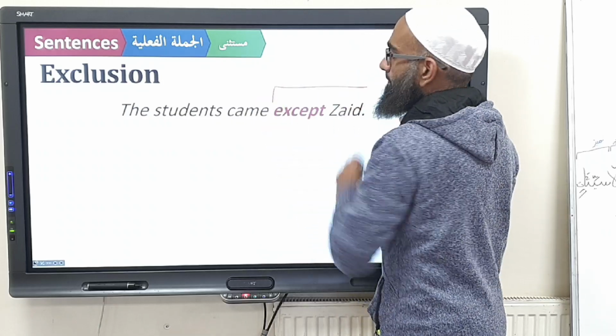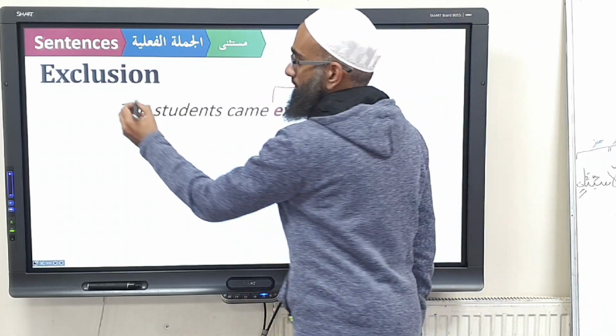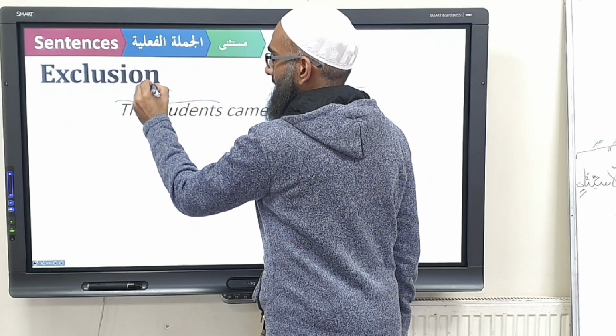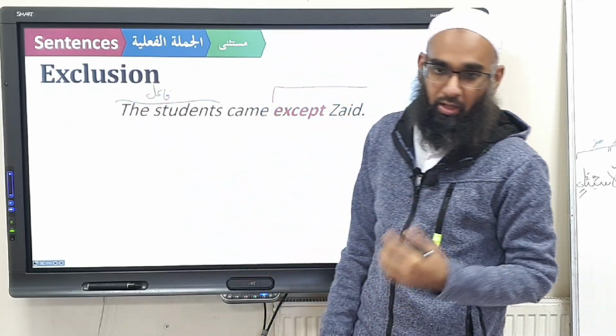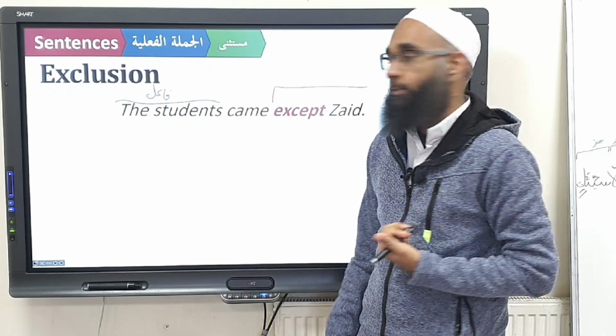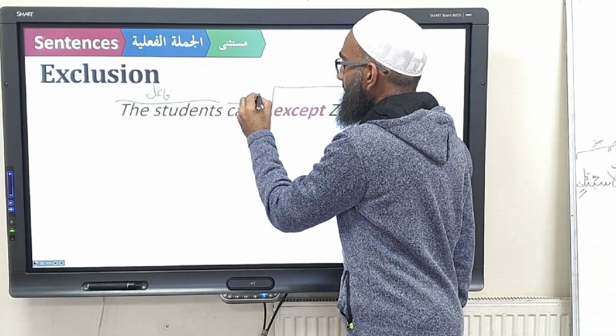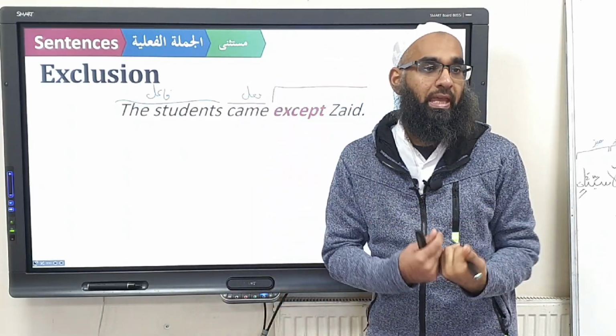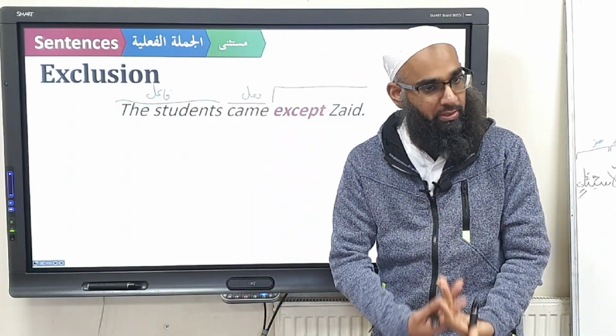Now, the students came. The students is what in Tarkib and Arab? Fa'il. Because why? The person or thing doing the action. This is the fa'il. So now we have here the students came. The people who are doing the action is the students.